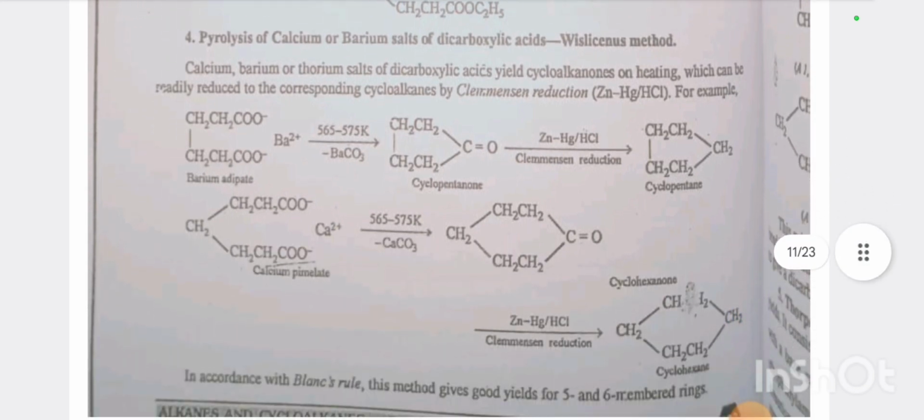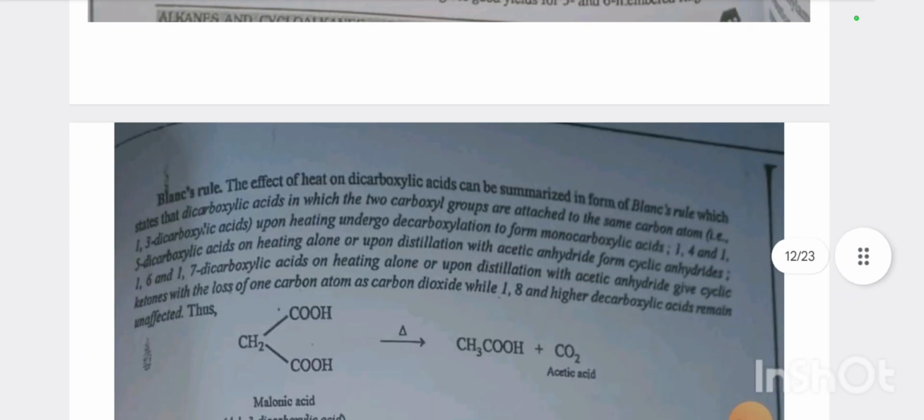Pyrolysis of calcium or barium salts of dicarboxylic acids, Ruzicka's method. Calcium, barium or thorium salts of dicarboxylic acids yield cyclic ketones on heating, which can be readily reduced to the corresponding cycloalkanes by Clemmensen reduction.